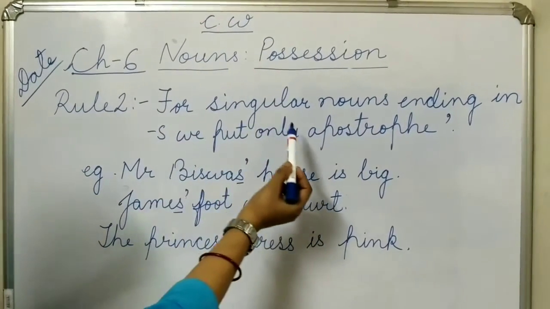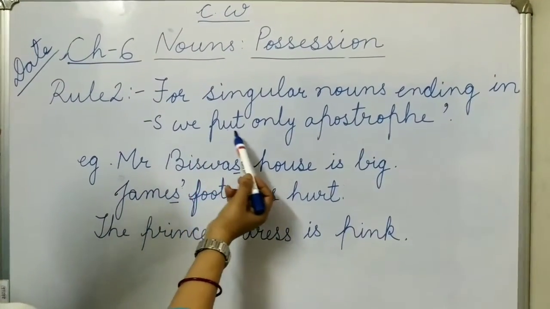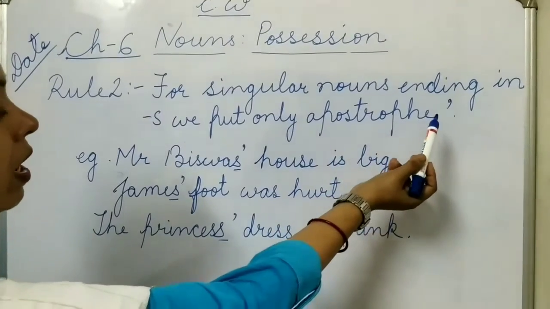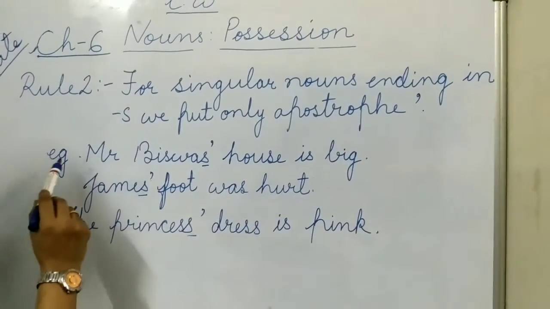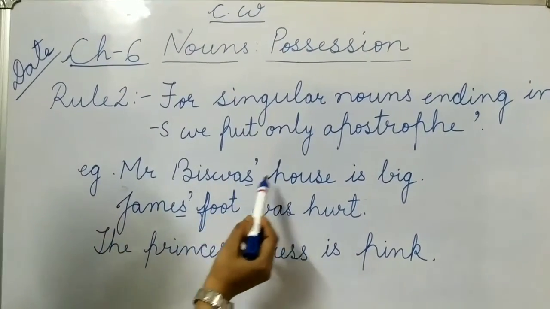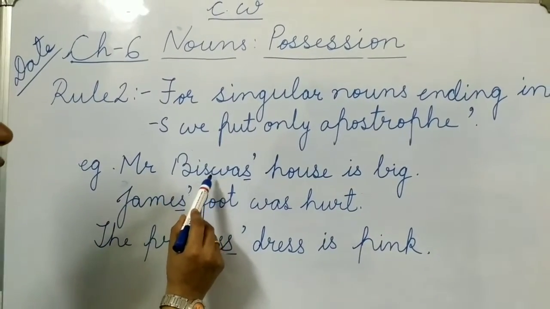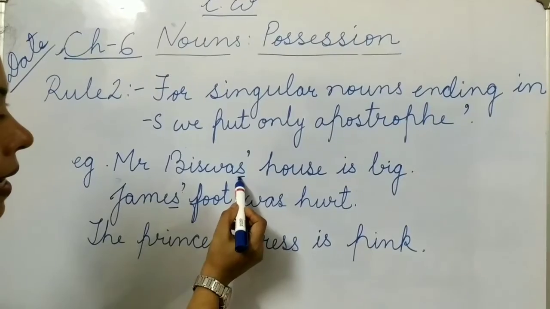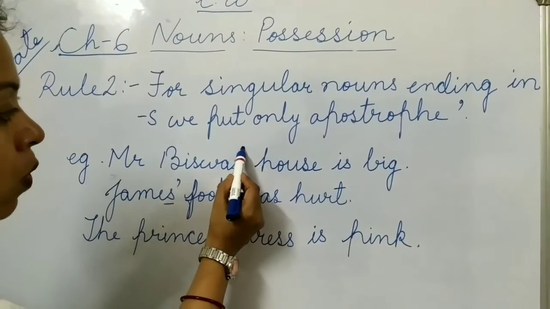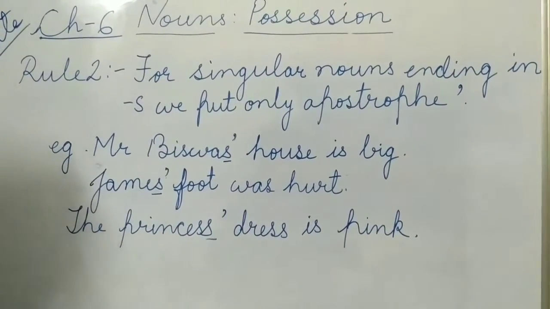Rule 2. For singular nouns ending in S, we put only apostrophe after the noun. For example, Mr. Biswas' house is big. Here Mr. Biswas is a singular noun and it is ending in S. So we only put the apostrophe.